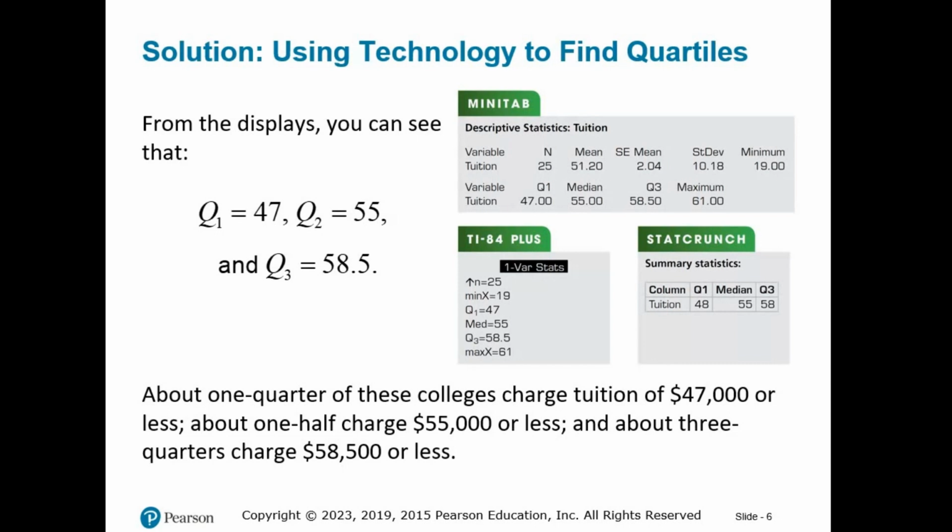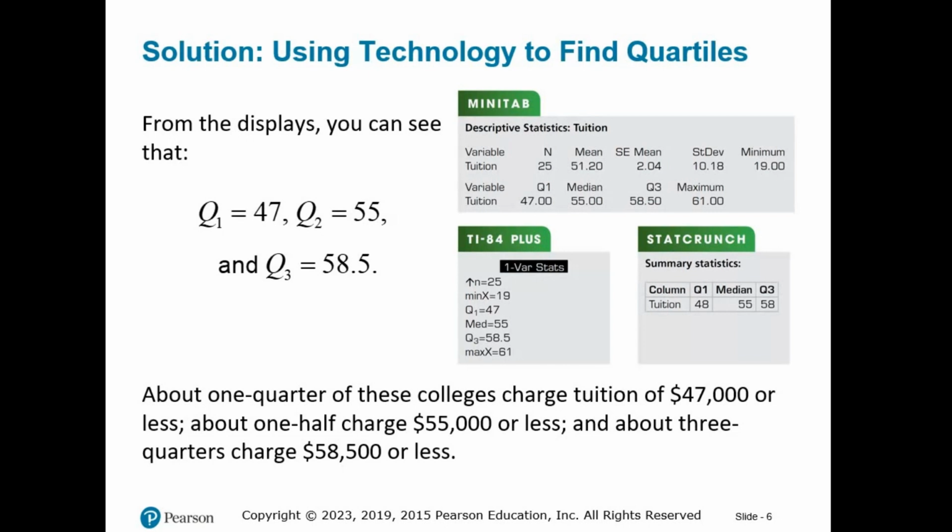What observations can we make about this data set? About 1/4 of these colleges charge tuition of $47,000 or less. About 1/2 of them charge $55,000 or less, and about 3/4 of them charge $58,500 or less.